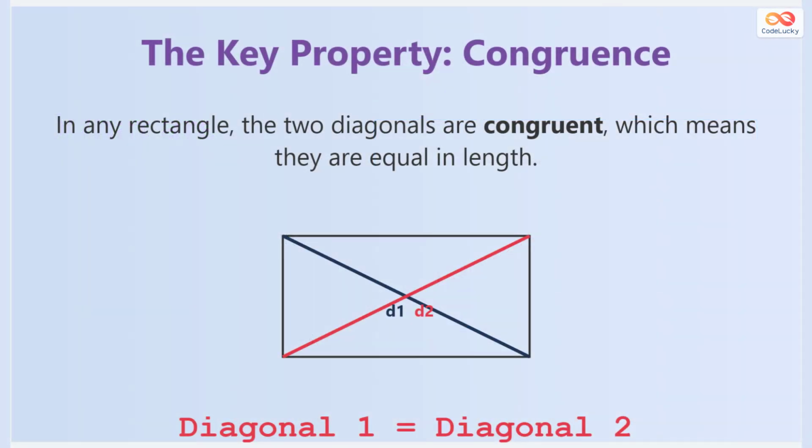Here is the main point for today. In any rectangle, no matter its size, the two diagonals are congruent. The word congruent is a geometry term that simply means they are equal in length.